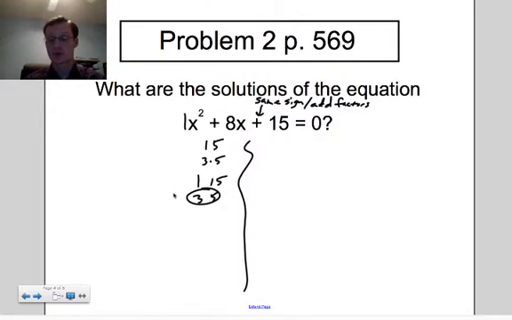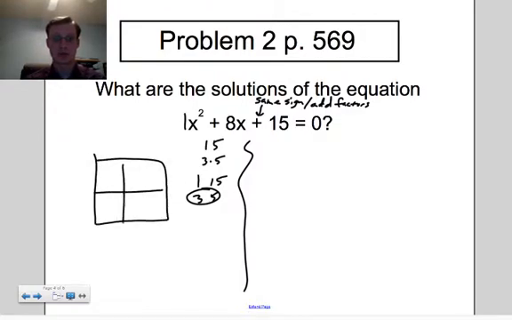So the first way we can do this is with the box method. We're going to put together a little box. We have the leading term here, and the last term, the constant, in the bottom right. We also separate this into these two terms. Now, since this is the same sign, what sign is it? It's addition. It's positive. So this is going to be a positive 3 and a positive 5. This is a positive 3x and a positive 5x.